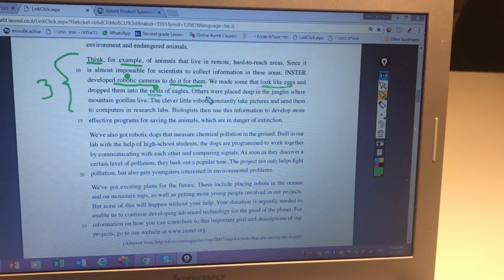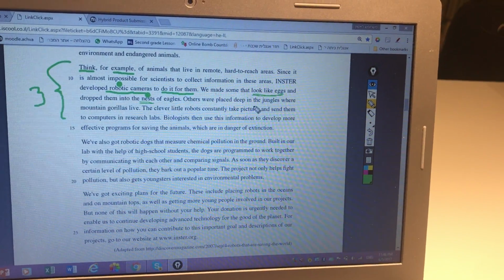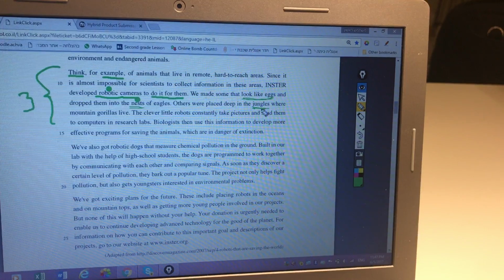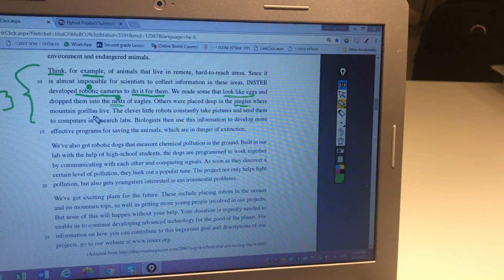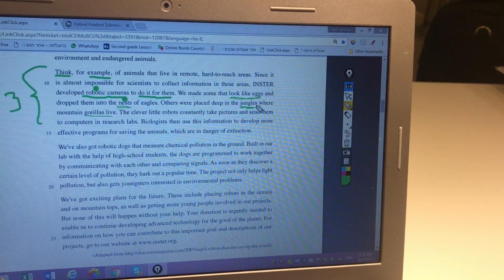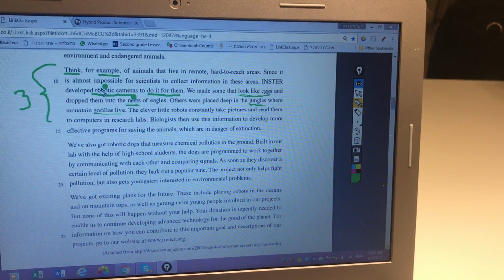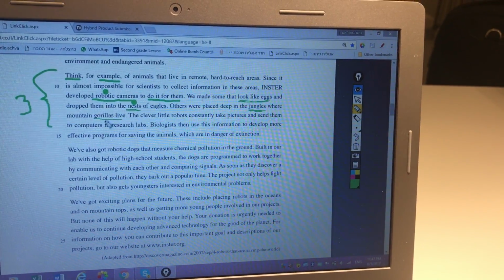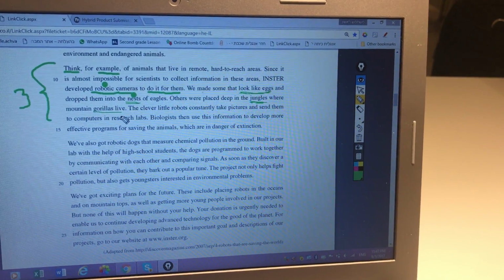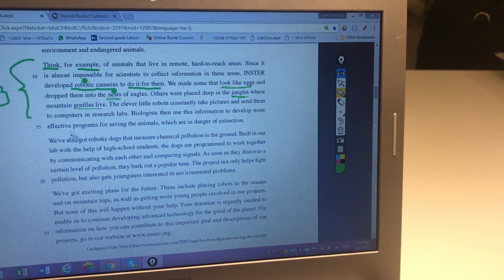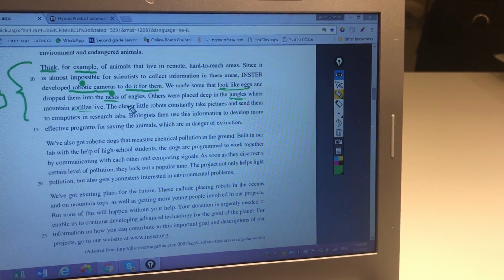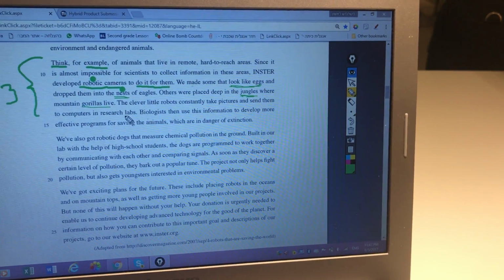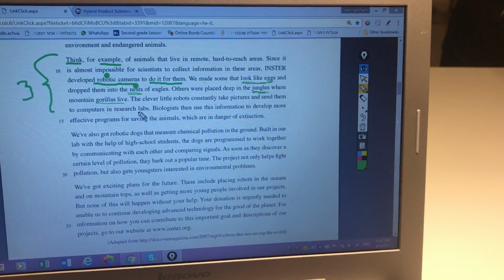Okay, others were placed deep in the jungles. So here's another place they were taken where mountain gorillas live. So we have eagle's nest. Okay, we have gorillas in the mountains. Okay, we have different places. This is giving us more detailed information about the robots and their capability of being around the animals and the environment the animals live in.